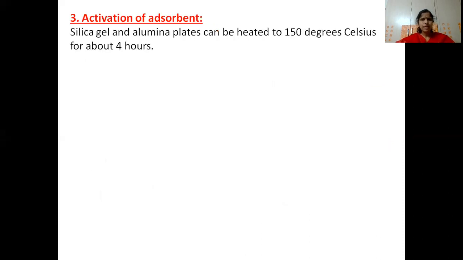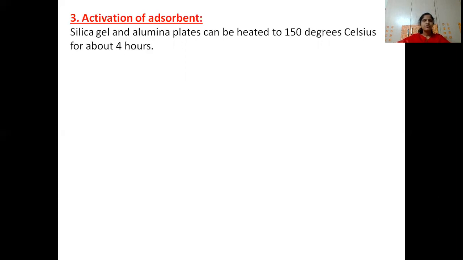In the next step, what we have to do is activation of adsorbents. Now the adsorbent is present on the plate, and we have to activate those adsorbents. That means the liquid part, whatever is there, has to be removed. So how do we remove all the liquid part which is present on the slide?